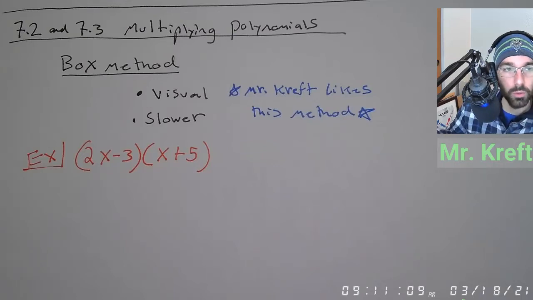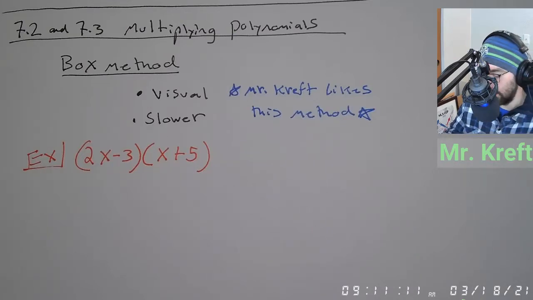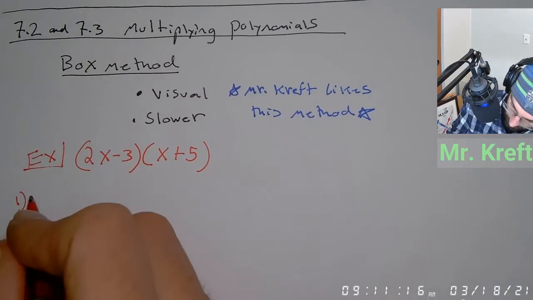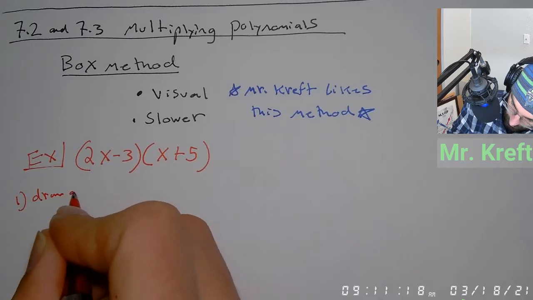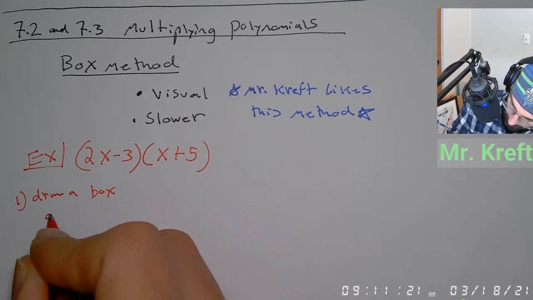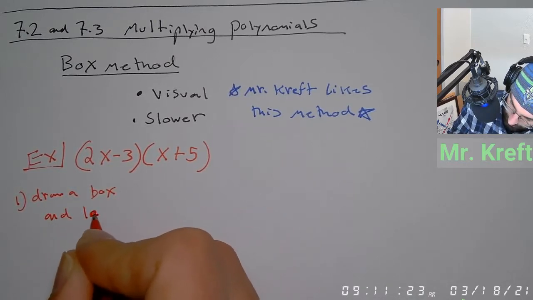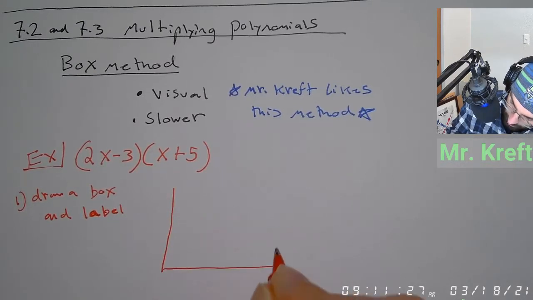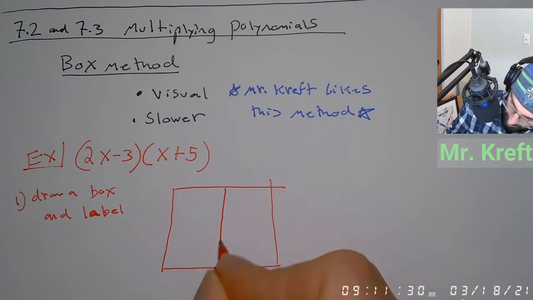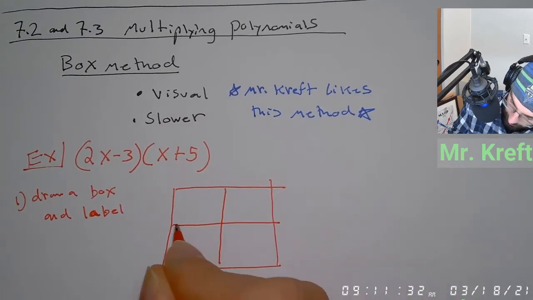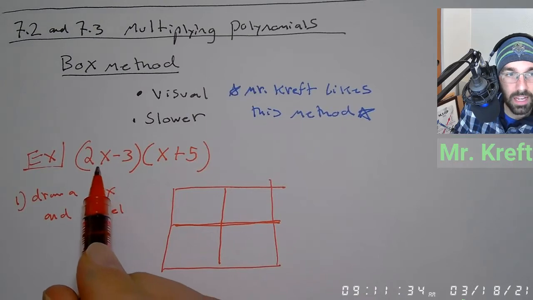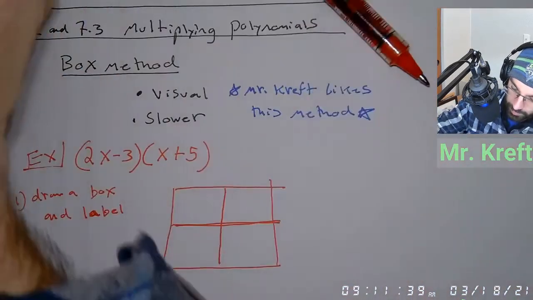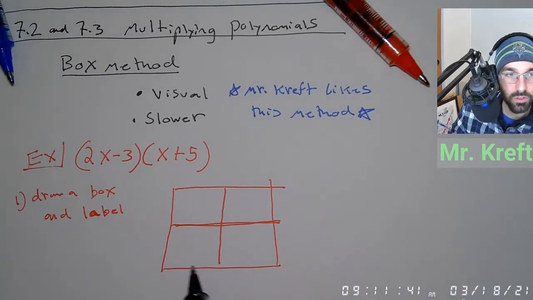So what we're going to do is we're going to use the box method to do this. So step 1, we're going to draw a box. And label it. Okay, so here is our box. Now, when we make our box, we're going to make our box 2 by 2 because we're going to be multiplying two terms by two terms.